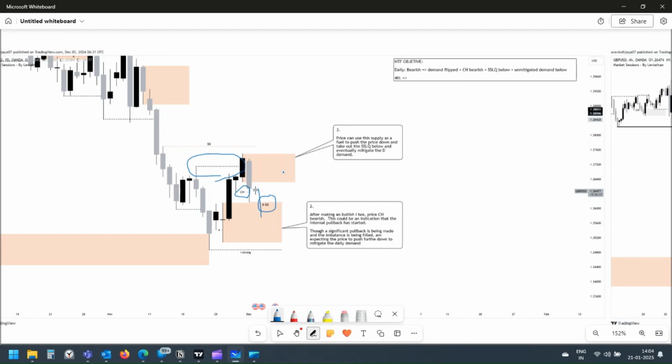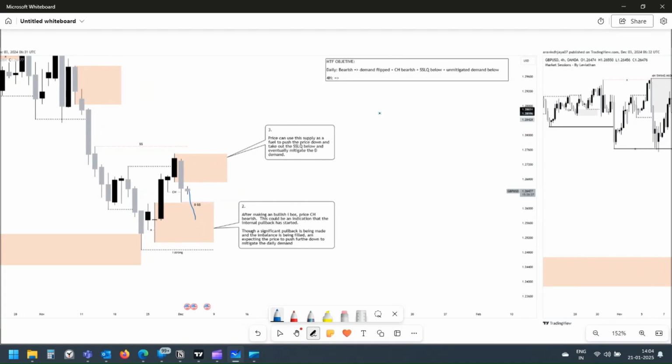So why am I expecting this demand to be mitigated so intensely? Because this demand was formed via a sweep of liquidity, and it also has an inducement right here. Which means that there is a good chance that this demand could be respected, and then probably in the lower time frames we can have some bullish chalk which can give us the confirmations for taking longs.